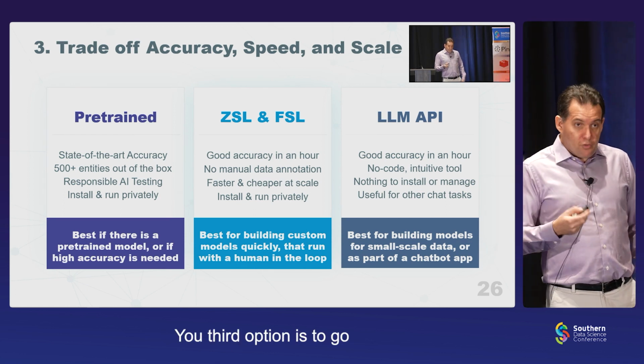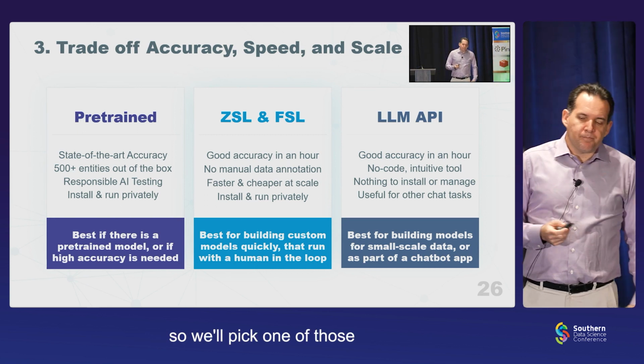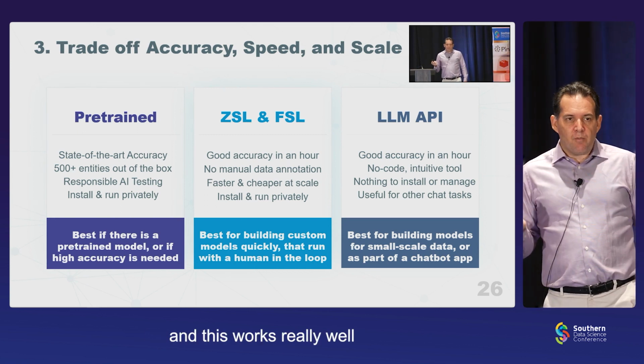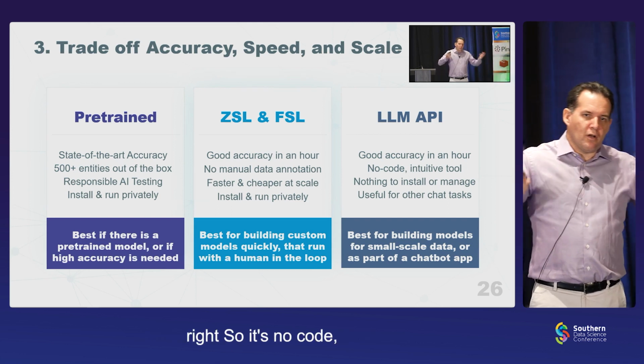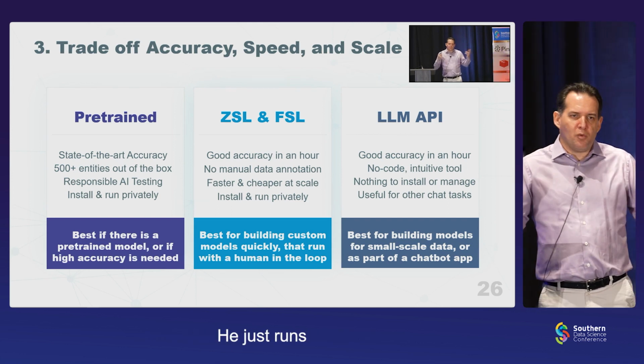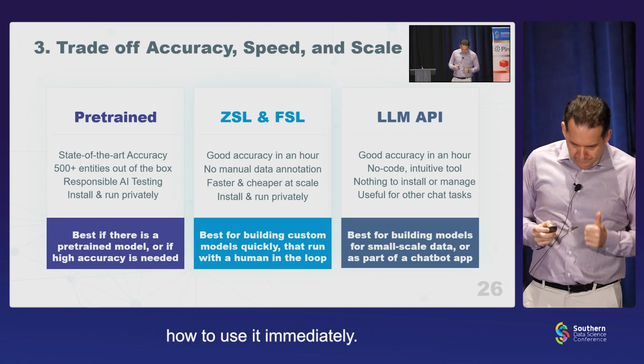Your third option is to go with one of the LLM APIs, so OpenAI, Cohere, Anthropic, one of those. This works really well because it's super easy. You just open your browser and you just do it, right? So it's no code, no install anything, it just runs. Once you've done it, people know how to use it immediately.